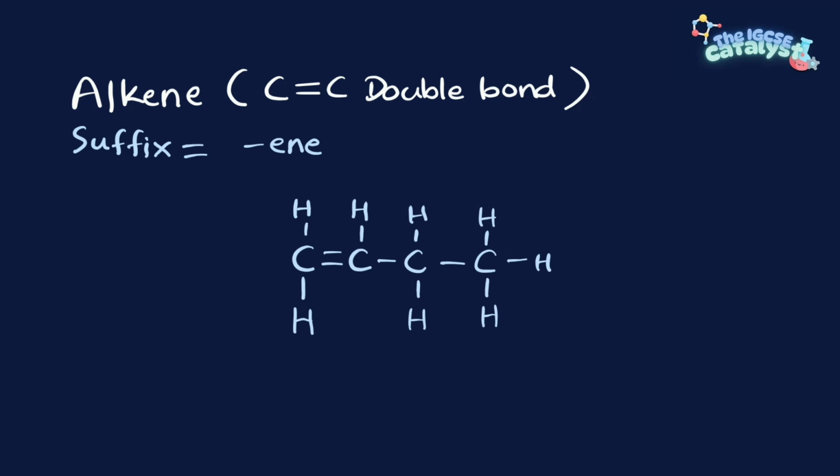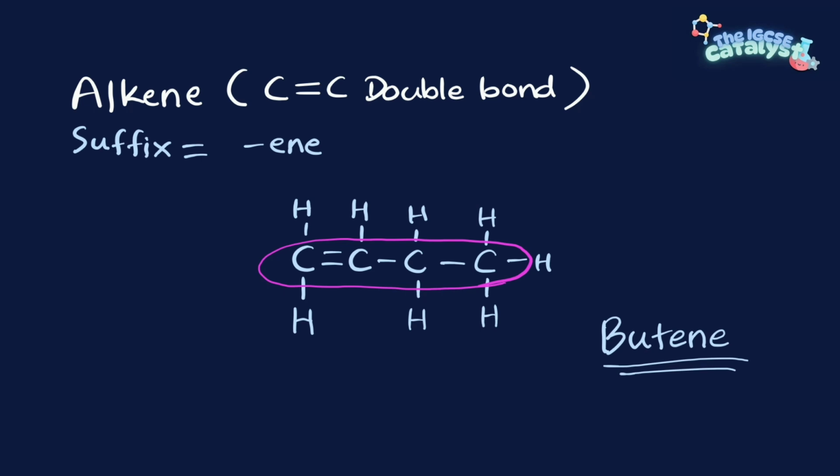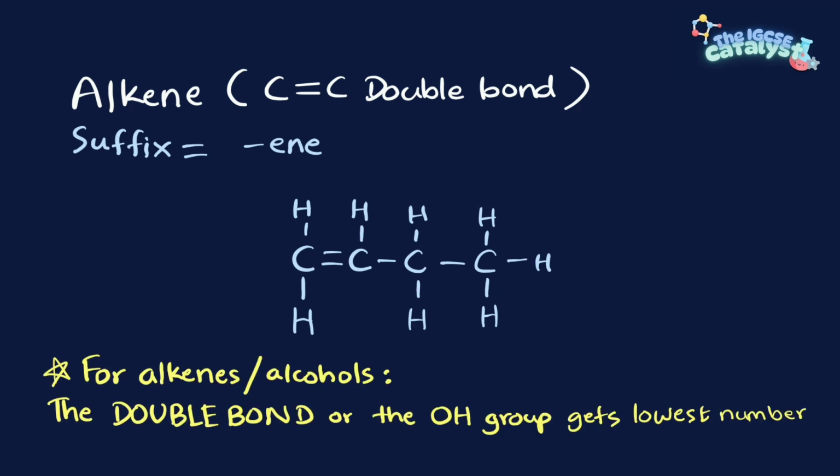First, we will identify the longest continuous chain, and here we have these 4 carbon atoms connected in a straight chain. And since this is an alkene, we can see a double bond between the first 2 carbon atoms. Since this is an alkene with 4 carbon atoms in total, this will be called butene. The next step is to number the carbon atoms in the longest chain. But remember that for alkenes, the double bond has to get the lowest number.